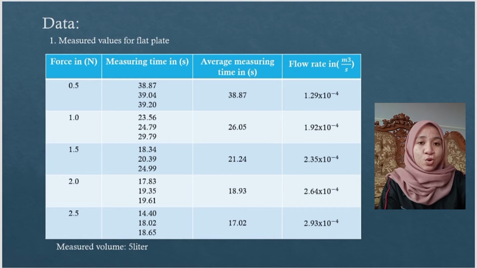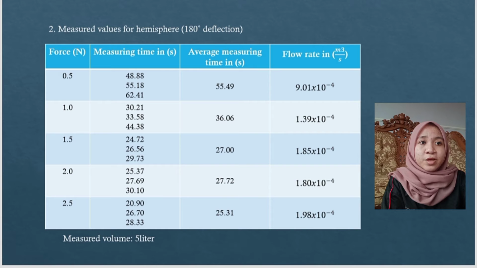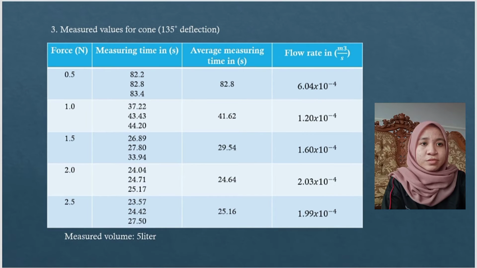The data show the measured value for the flat plate, the measured value for the hemisphere 118 degree deflection, and lastly, the data for the measured value for the cone 135 degree deflection. And for all these three, the measured volume is 5 liters.